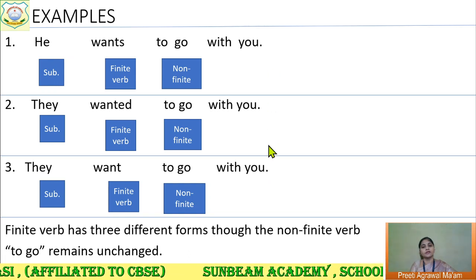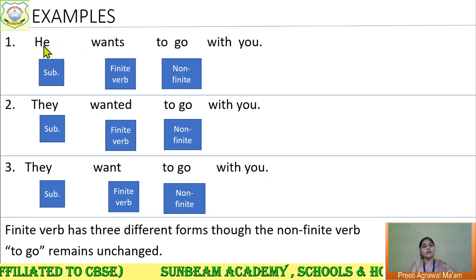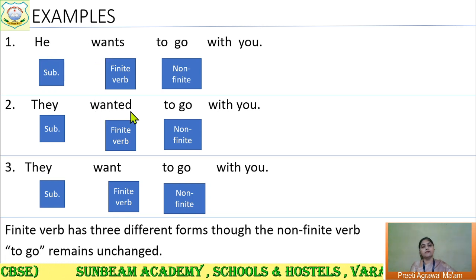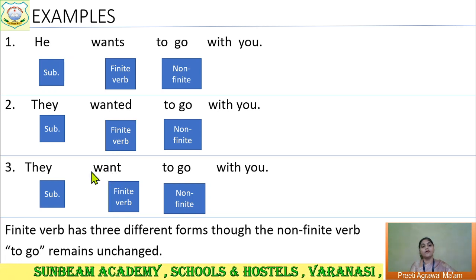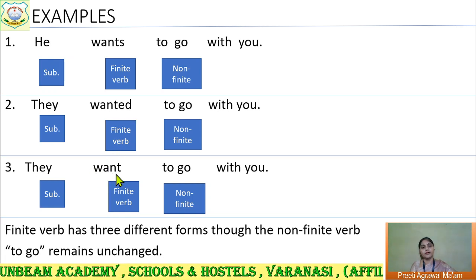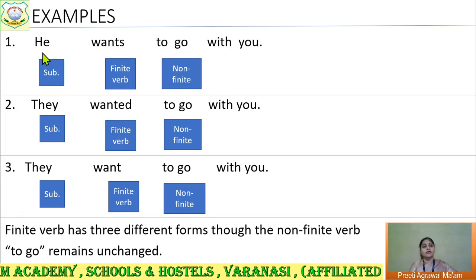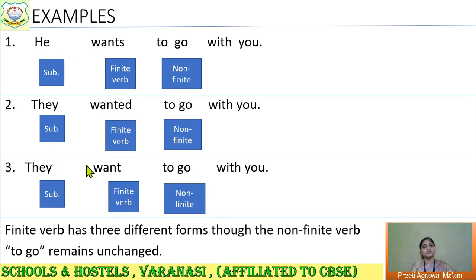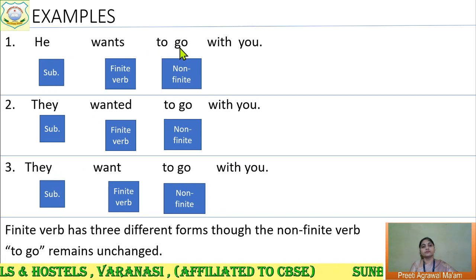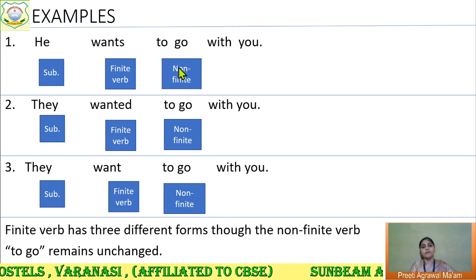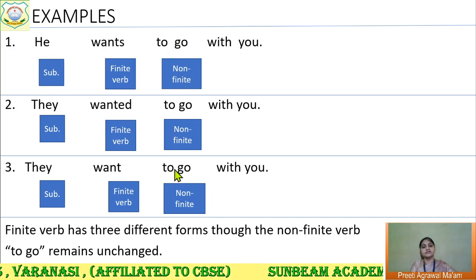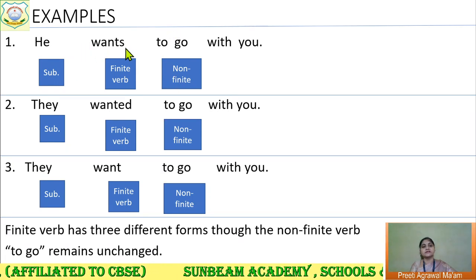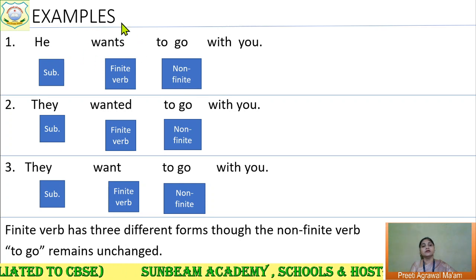You have seen all the three examples. What is the difference in all the three examples? I have written here wants. Here I have written wanted. And here again I have written want. Clear? And what is he? Subject. They. Subject. They again is here subject. To go is your non-finite verb, and it remains unchanged in all the three sentences, although all the three sentences are written in different tense.